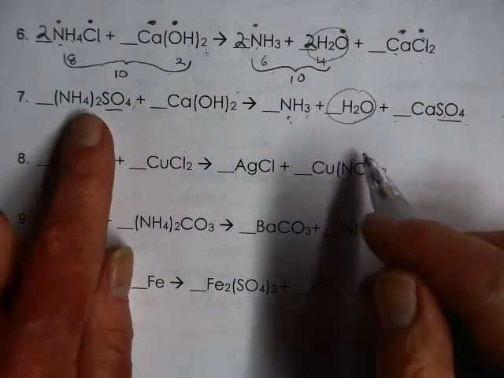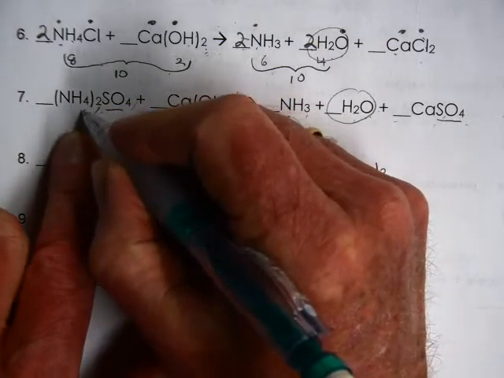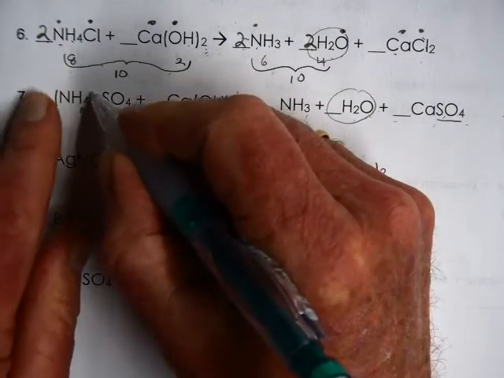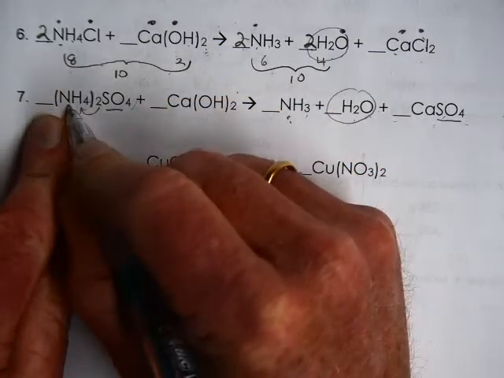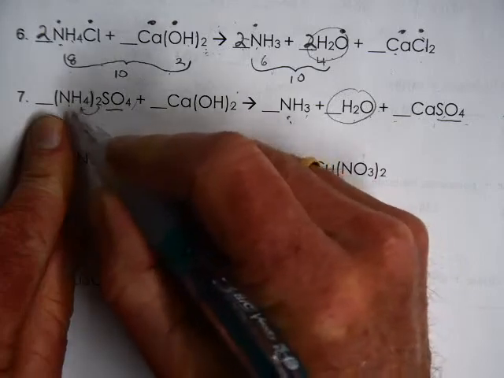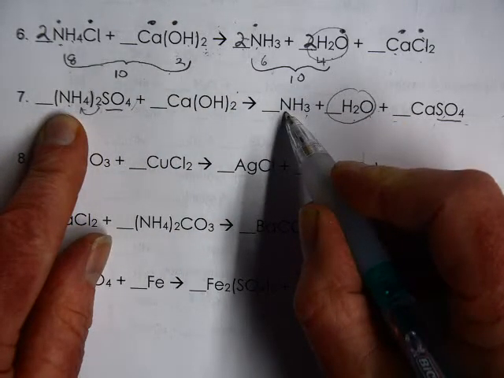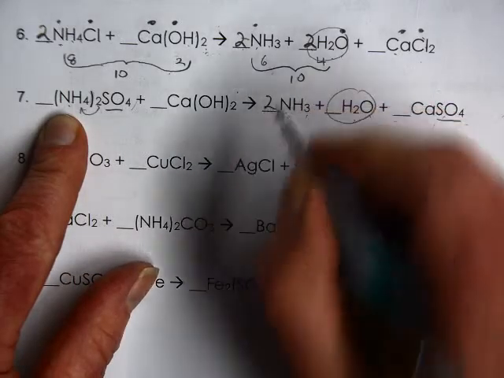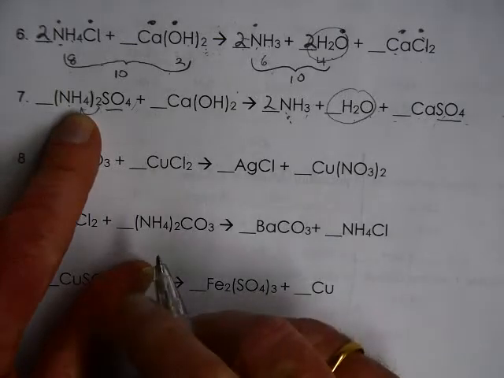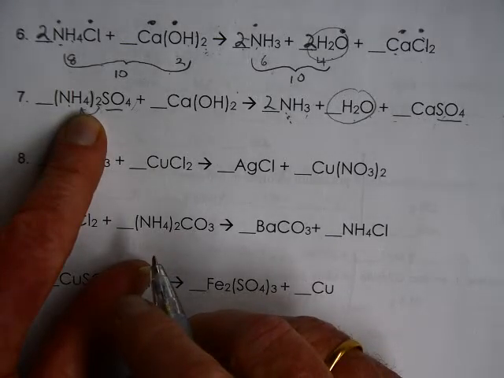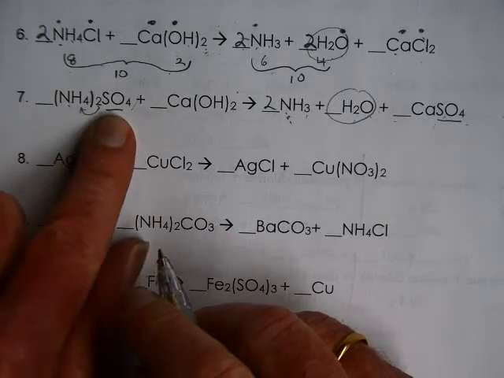On this side, I have 2, because this 2 here tells me I've got 2 total ammonium ions. Each one has 1 nitrogen, so 2 times 1 is 2. Over here, I've only got 1, right? So I'm going to put a 2. Okay? I'm leaving the hydrogens and the oxygens to the end. So now I'm going to go over and balance whatever's next.